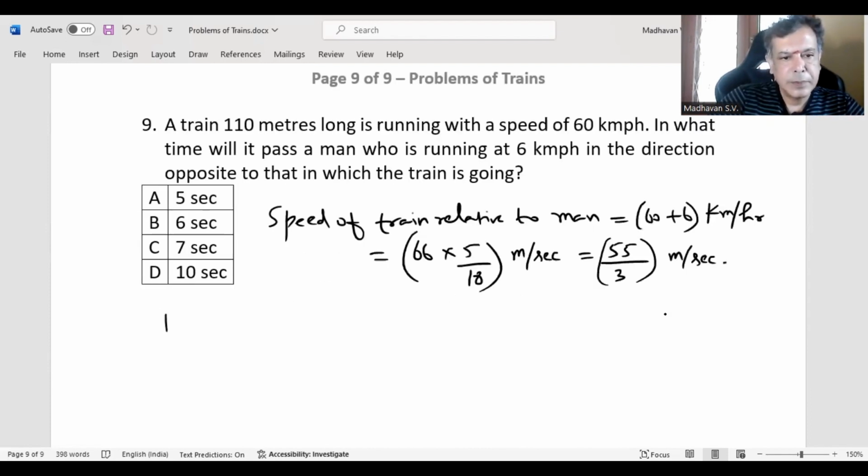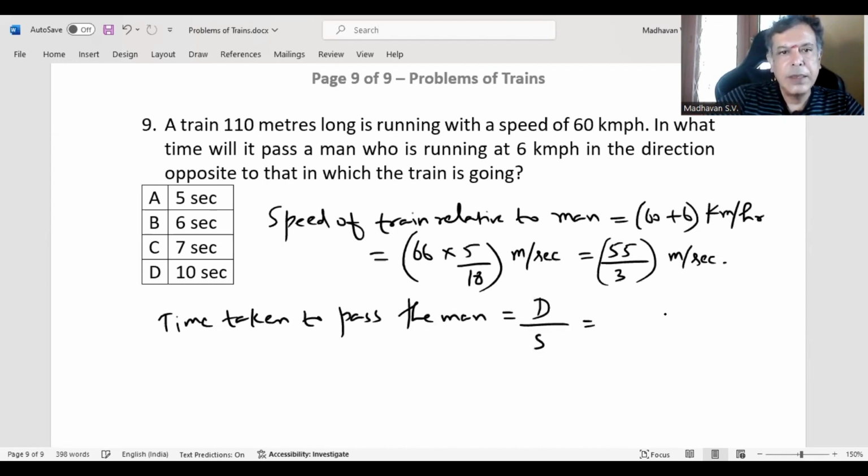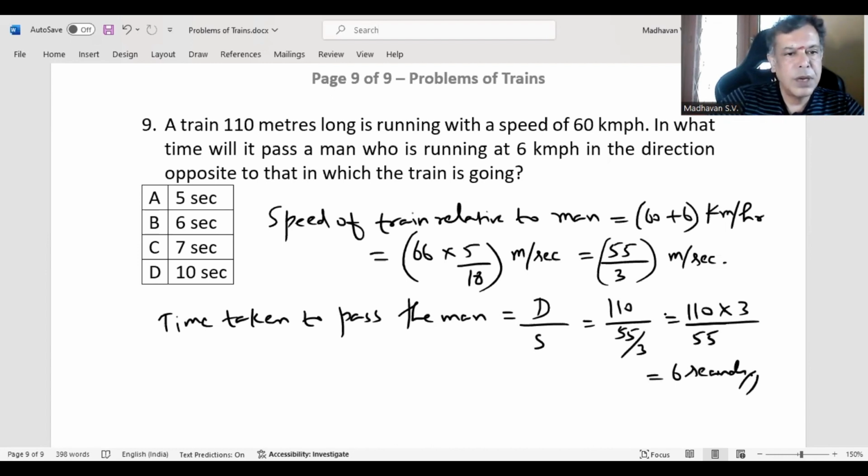Now, in what time? So time taken to pass the man will be the distance divided by the speed. Distance is the train's length, which is 110 meter divided by 55 by 3, which will give us 110 by 55 into 3. That will give you 6 seconds. So that is the solution. So the option is B.